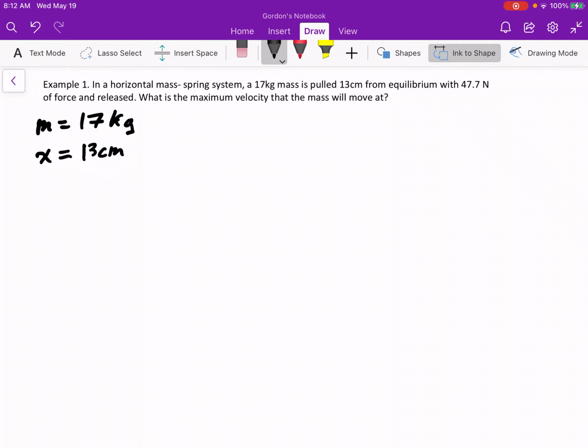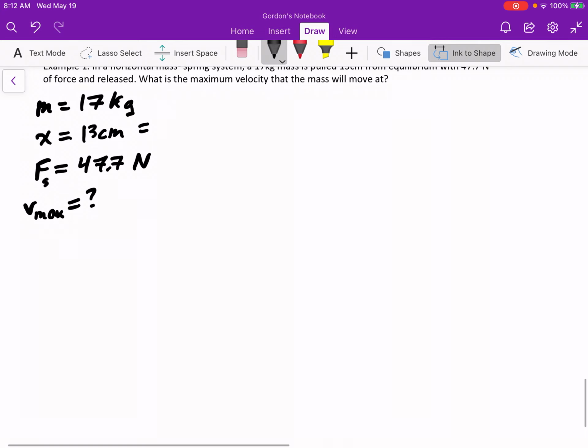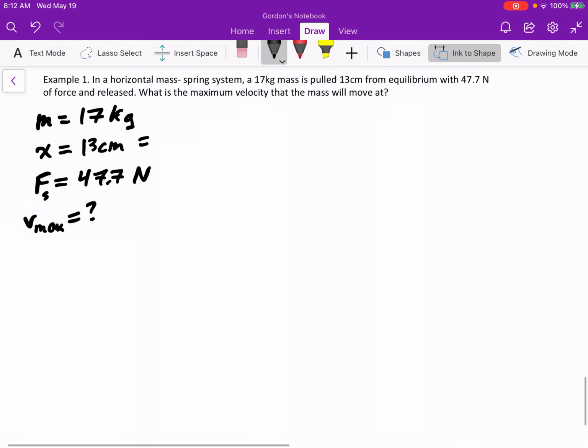And it is pulled with a force of 47.7 newtons. So this is the force of our spring, and it's released. So it's going to start oscillating back and forth. And we want to know what is the maximum velocity at which this object is going to move. So the first thing let's do is convert this to meters. So we'll divide that by 100.